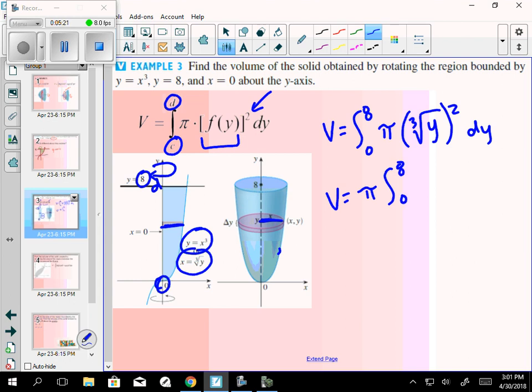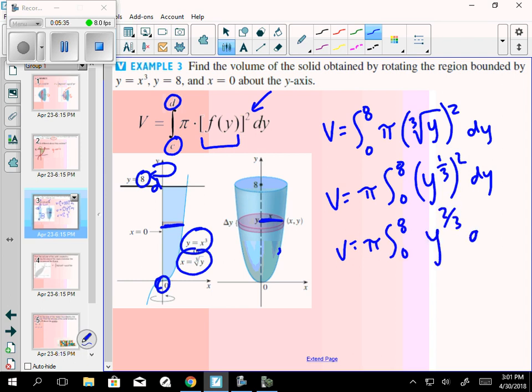We're going to want to think of this y cubed as y to the 1/3 power and then square it here. So we're going to end up with y to the 2/3 power. And now if we find the antiderivative, we can solve it. So the antiderivative would be move up 1, which would be 5/3. Reciprocal is 3/5. And we still have this pi here, so I'm going to throw the pi on there too, 3 pi over 5. And then we want to evaluate that from 8 to 0.